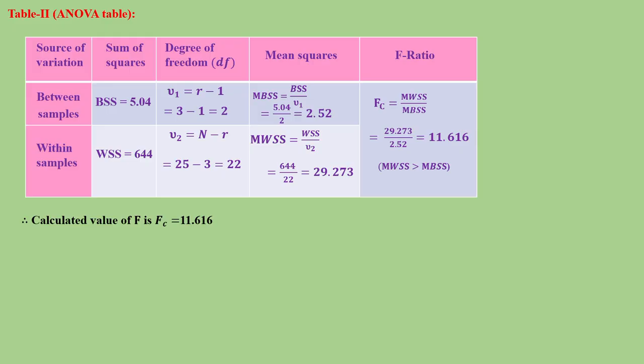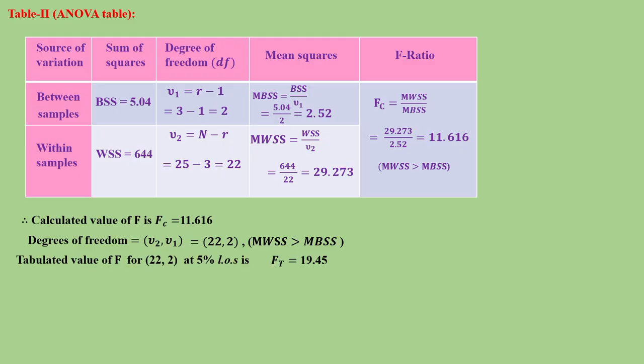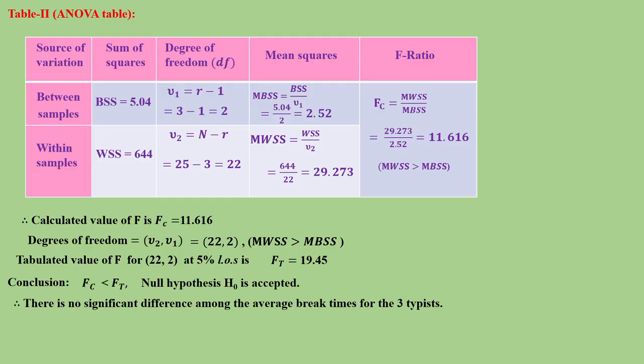Now we have to compare with the tabulated value to get the conclusion. The degrees of freedom V2 and V1, the highest one first and then the lowest one, 22 comma 2. The tabulated value given is 19.45. So calculated value 11.616 is less than tabulated value, therefore H0 is accepted. That is the conclusion. So there is no difference among the average break times for the three typists.